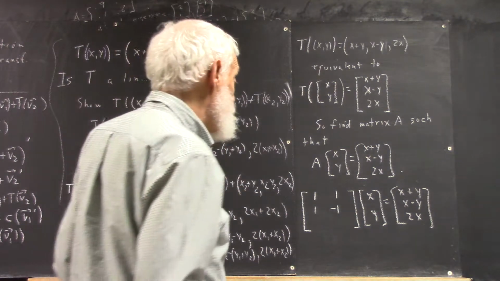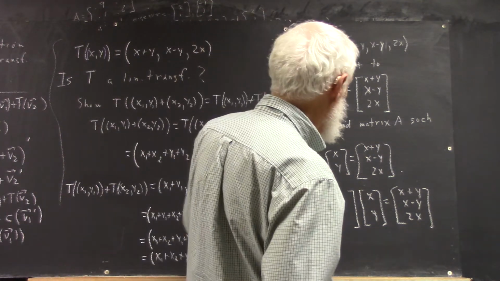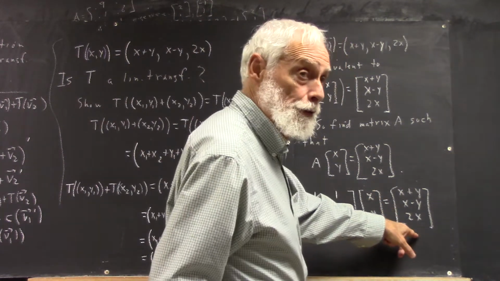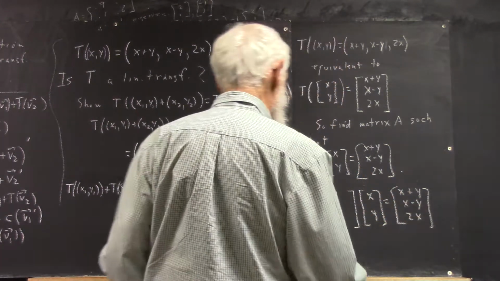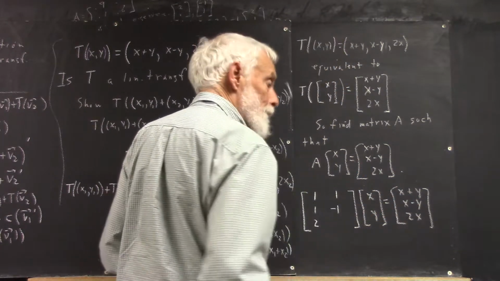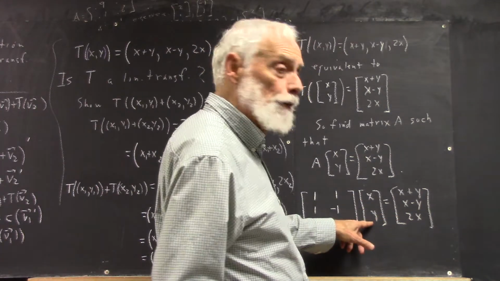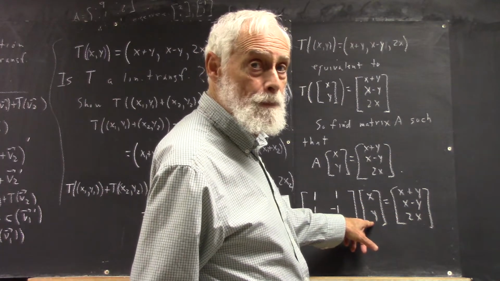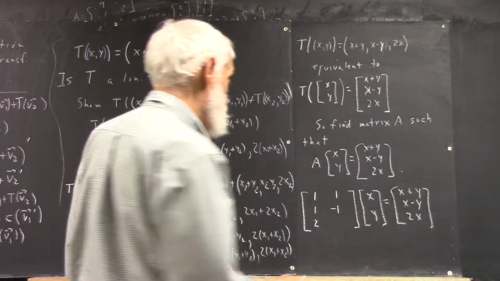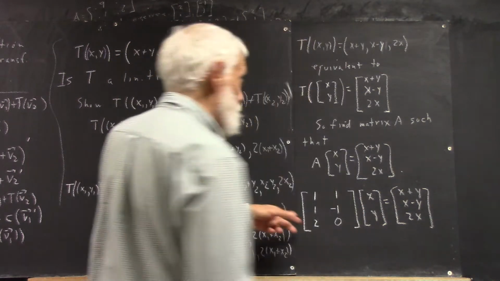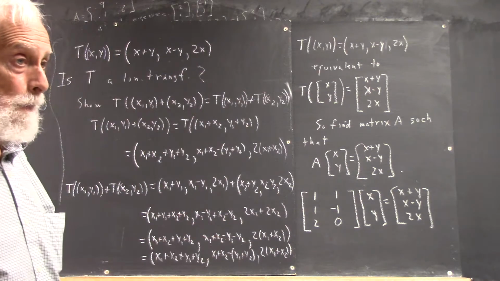And then, what do we multiply by X to get 2X? Gotta multiply it by 2, right? And all we need is 2X, so what do we have to multiply by Y? 0. Okay? There's our matrix. Make sense?